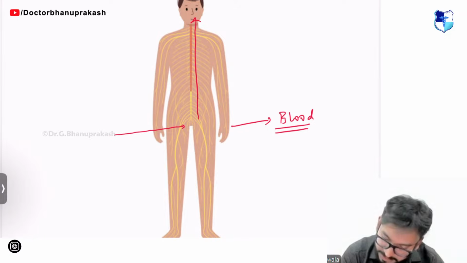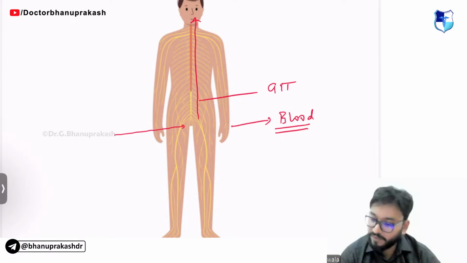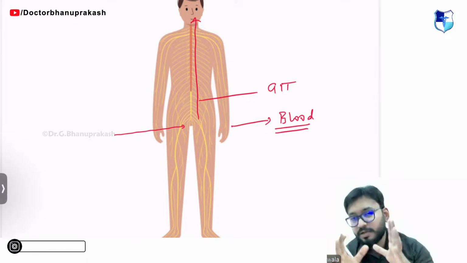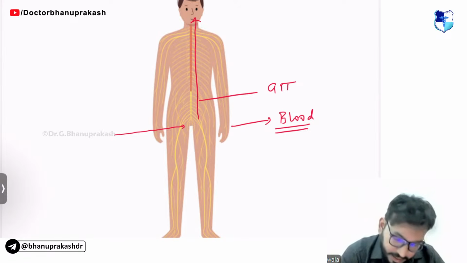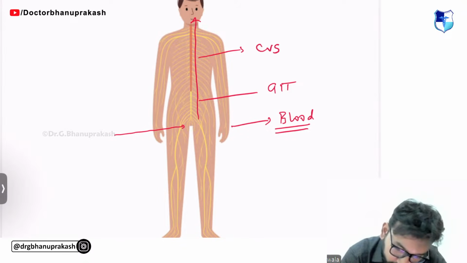The next system is your GIT, guys. The GIT system is involved next, and it will give you diarrhea. Remember, all the enterocytes and intestinal cells are damaged, they shed off, there's no absorption, and there is diarrhea. The next system to get involved is your cardiovascular system, guys. It can also lead to circulatory collapse.